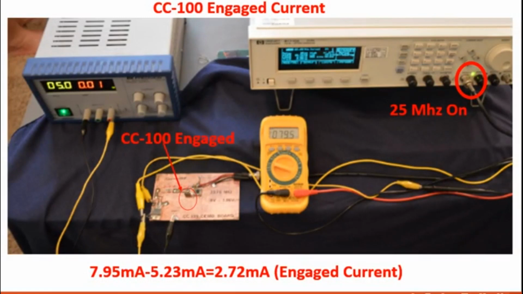This is with the CC-100 PowerPad circuitry engaged. 7.95 milliamps minus the static gives you 2.72 milliamps. And this is the effect that the PowerPad CC100 circuitry has on dynamic logic on any processor or any mixed signal part.